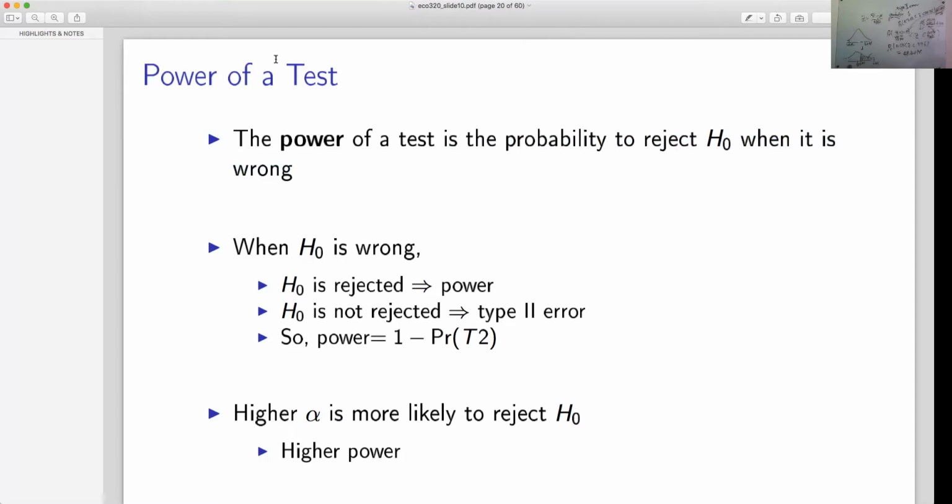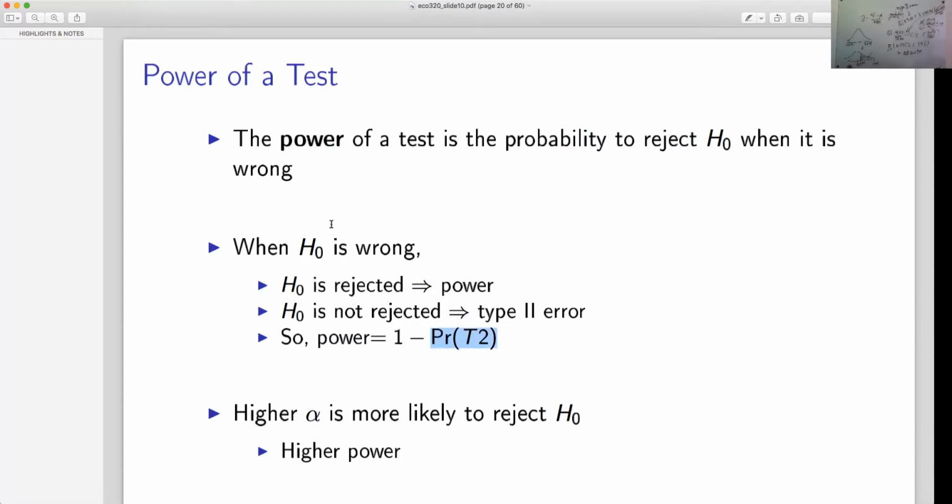So basically, the power of a test and the type 2 error are inversely related, or as you can see, power is 1 minus type 2 error. The reason is that the probability to reject is the power, but the probability of not rejecting is type 2 error. So the summation of the probabilities should equal 1. That's why power of a test is 1 subtracting the probability of type 2 error. So that was the basic intuition.